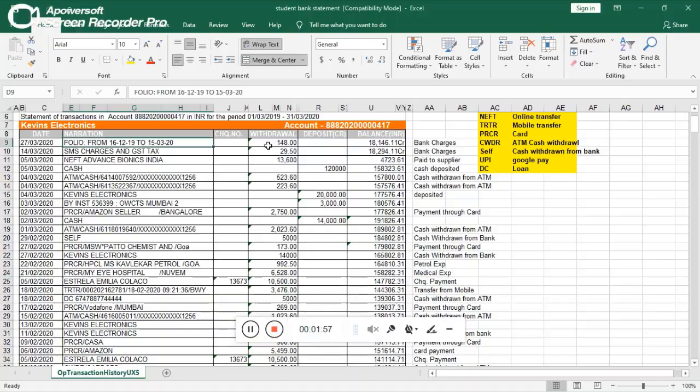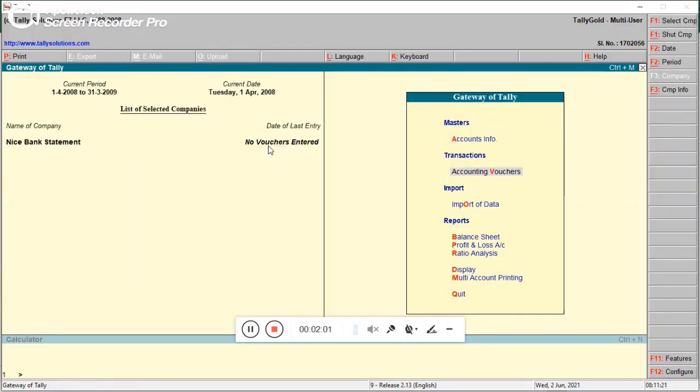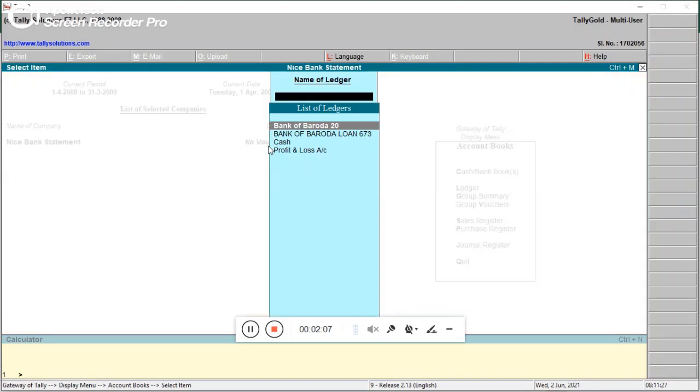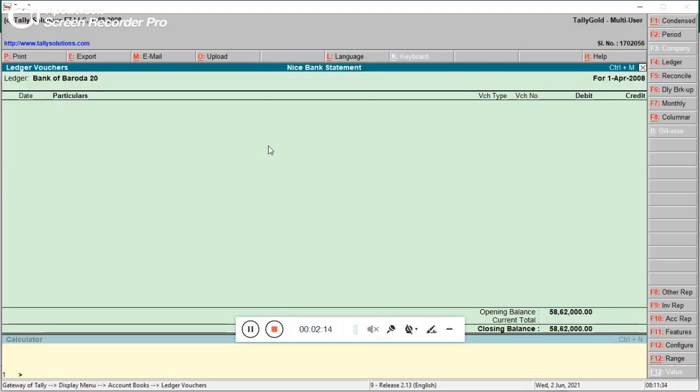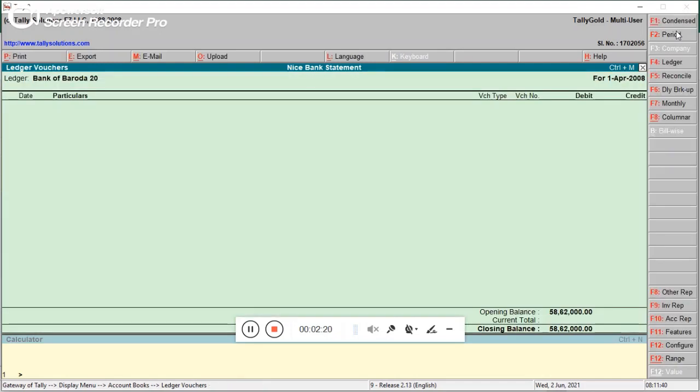So what you do, you open the bank account now. Go to Display, then Account Books, Ledger, and the bank account, whichever bank. Whatever entries you have passed in that bank account, just open that bank account. Then enter the period here. Right now you can use 1st of April to 31st of March, whatever. It will display all the entries you have passed here. Understood, no?